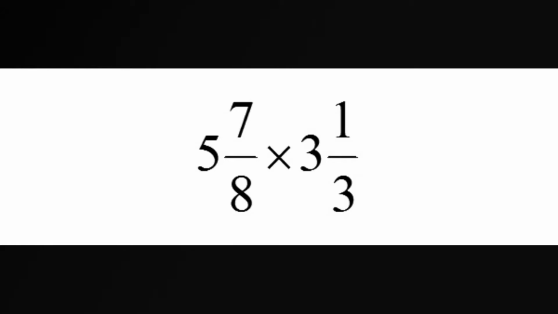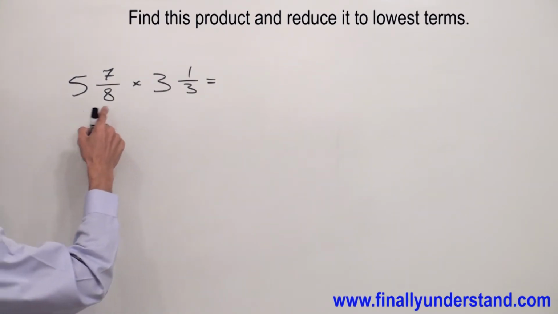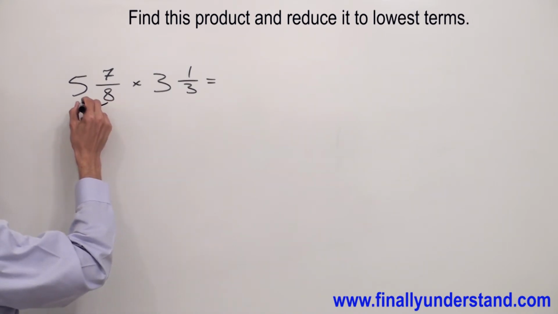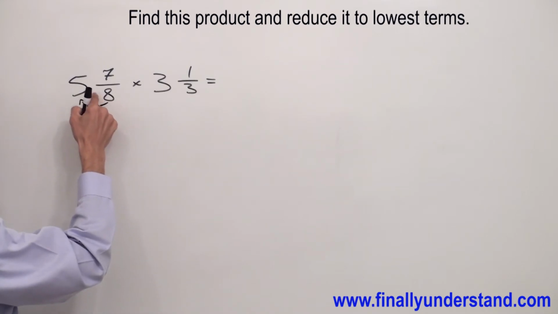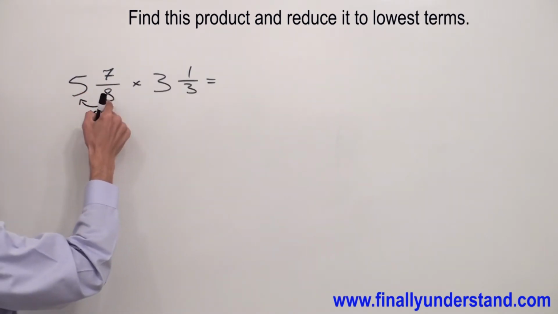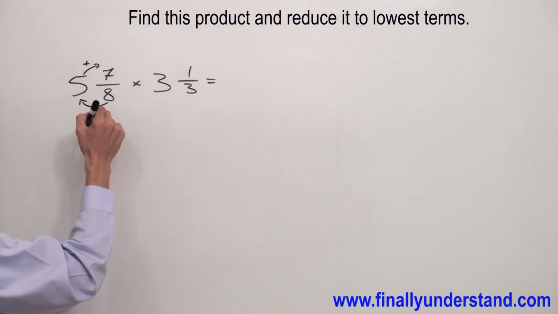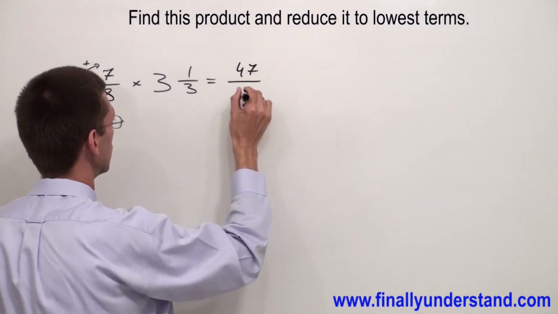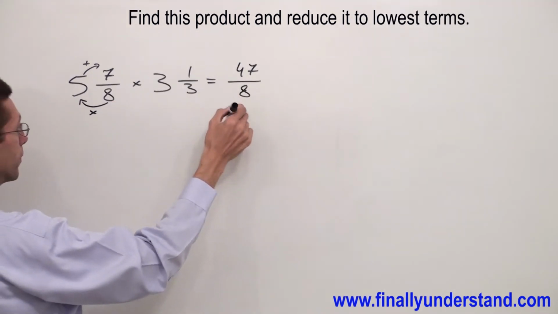This time we have to multiply two mixed numbers together. Again, before we perform any multiplication, we have to convert mixed numbers to improper fractions by multiplying the denominator by the whole number and adding the result to the numerator. 8 times 5 is 40. 40 plus 7 is 47. 47 over 8. Remember, the denominator always stays the same.